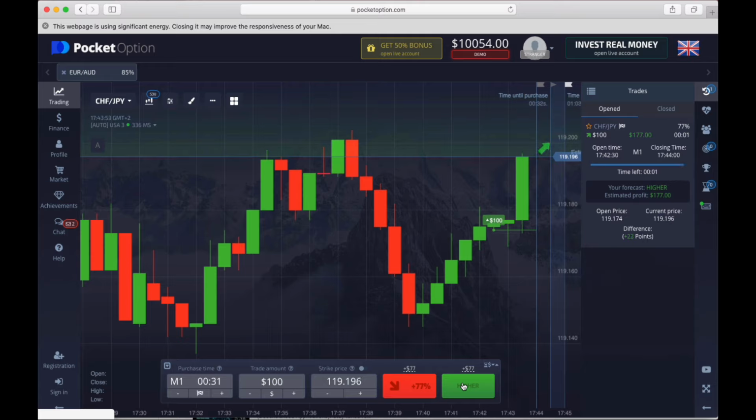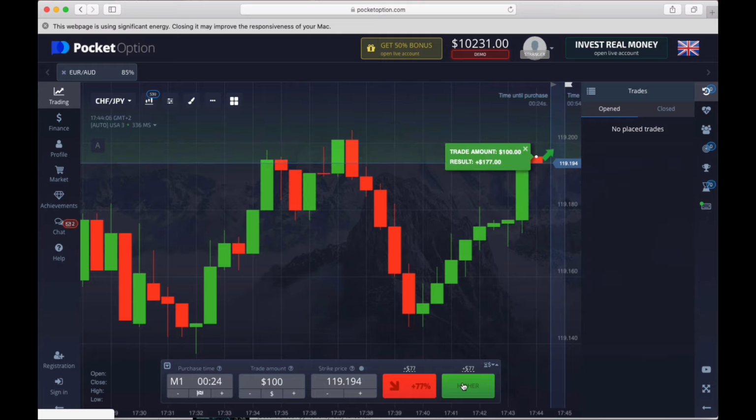If you're wondering what I'm doing, it's all just price action based, looking very closely at the price action.